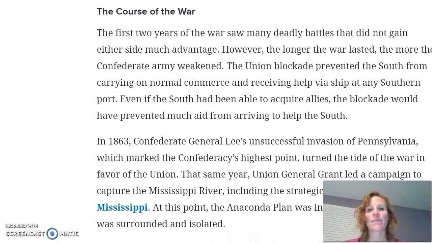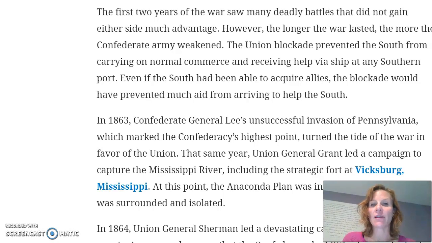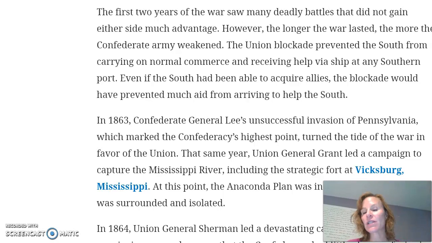The course of the war. The first 2 years of the war saw many deadly battles that did not gain either side much advantage. However, the longer the war lasted, the more the Confederate Army weakened. The Union blockade prevented the South from carrying on normal commerce and receiving any help via ship at any Southern port. Even if the South had been able to acquire allies, the blockade would have prevented much aid from arriving to help the South.